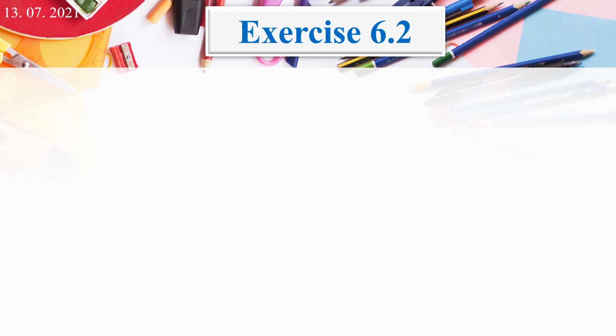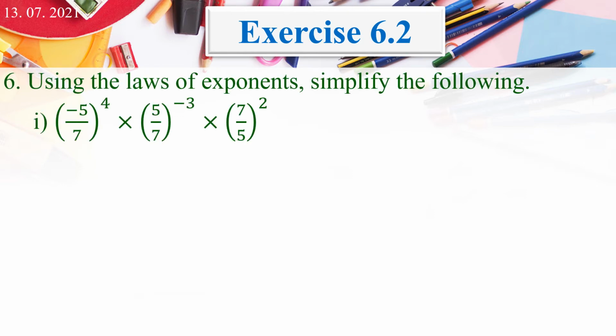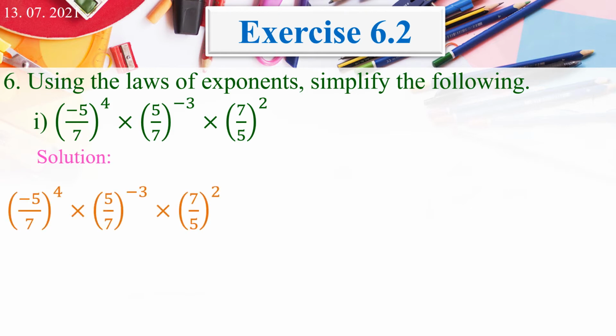Exercise 6.2. Sixth sum. Using the laws of exponents, simplify the following. First one, minus 5 by 7 whole power 4 into 5 by 7 whole power minus 3 into 7 by 5 whole square. Let us move on to the solution. We have to find the solution using the law. This is the question. In this question, we have a negative power, so the law for numbers with negative exponents is used here.